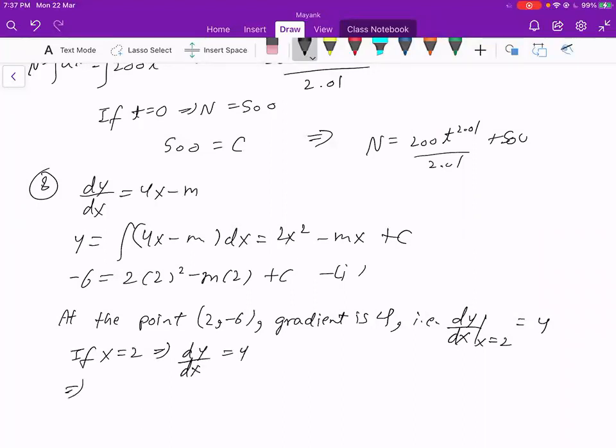So that just makes it 4 equal to 4 into 2 minus n. That will give me n equal to 4. I can plug that in here and get the answer, right?